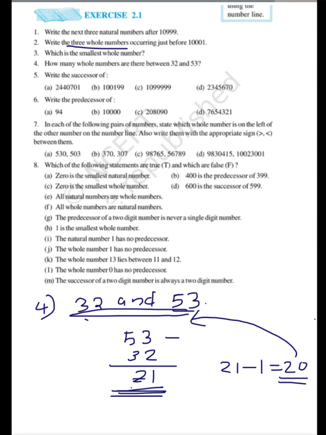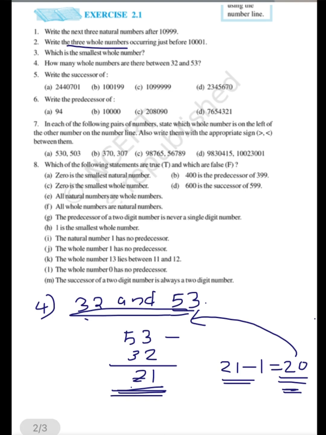But the answer is not 21. You have to again subtract 1 from this answer, so that you will get the answer as 20. So you can tell that there are 20 whole numbers between 53 and 32. Understand? So the answer for this question will be 20.